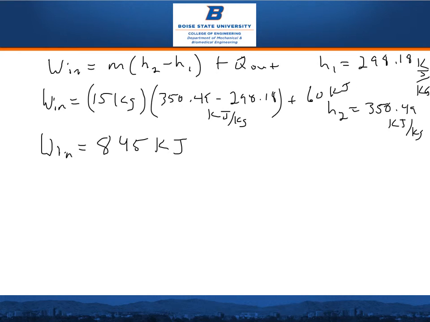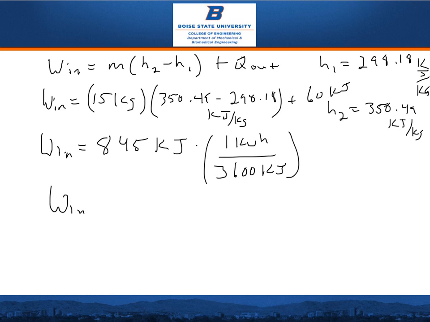However, we're not done yet because the problem wanted the answer in kilowatt hours. So to convert kilojoules to kilowatt hours, we take that answer times 1 kilowatt hour per 3,600 kilojoules, and we're left with a final answer of 0.235 kilowatt hours.